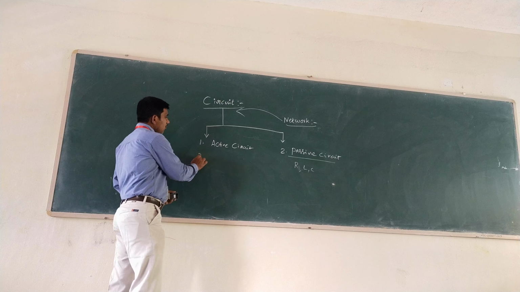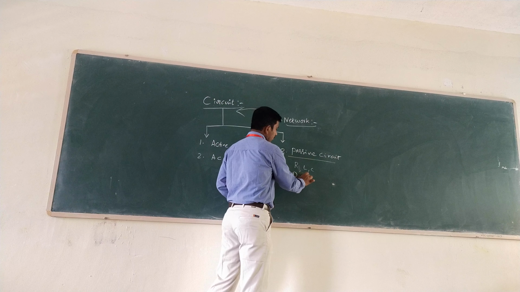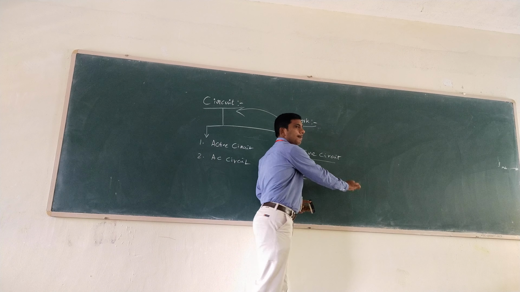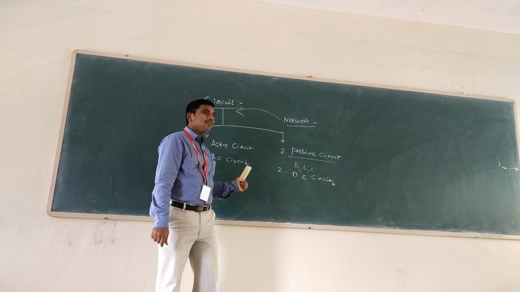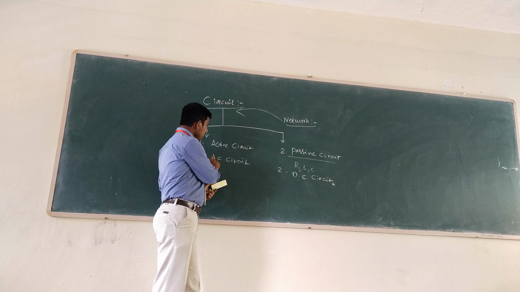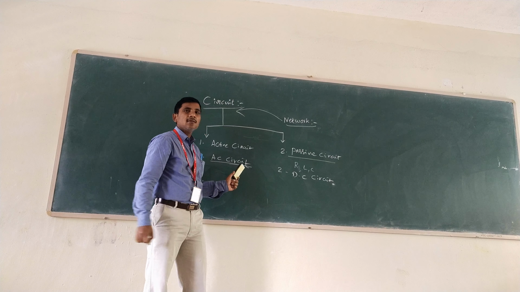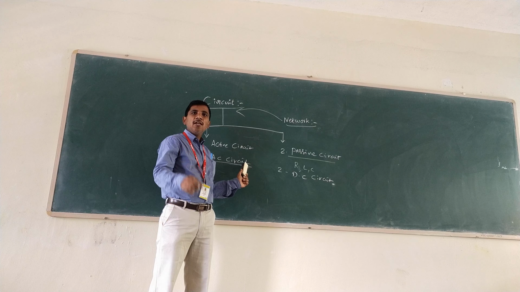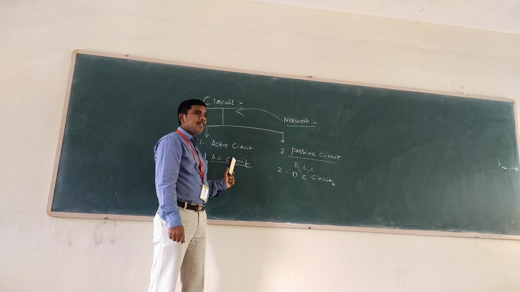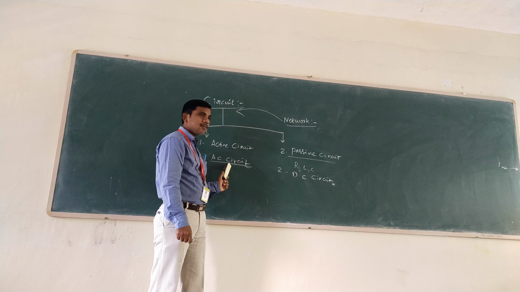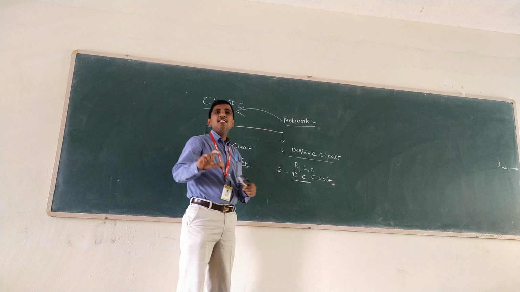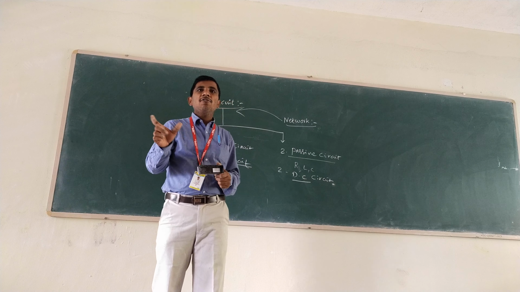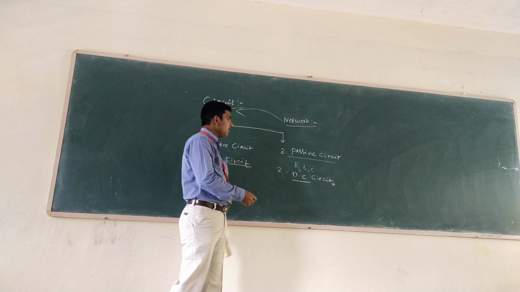Next, another one is AC circuit and DC circuit. We can define easily as the name says. AC circuit in the sense a circuit which consists of AC voltage source, AC EMF, then it is an AC circuit. DC circuit in the sense a circuit which consists of DC voltage source, DC EMF source, if it is present, it is called a DC circuit.